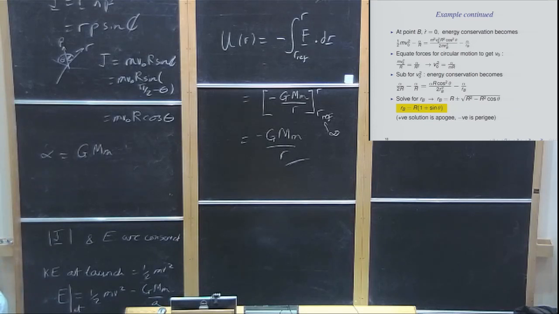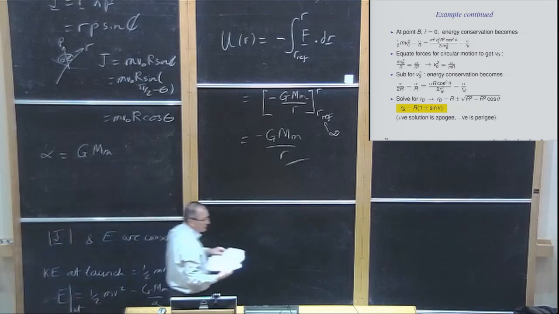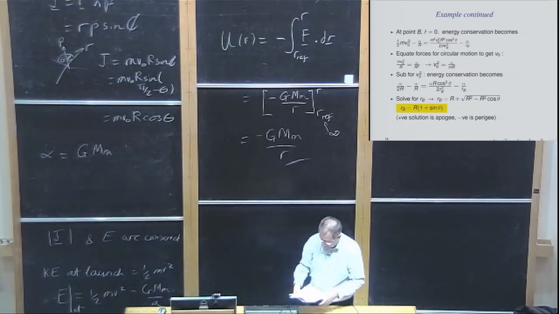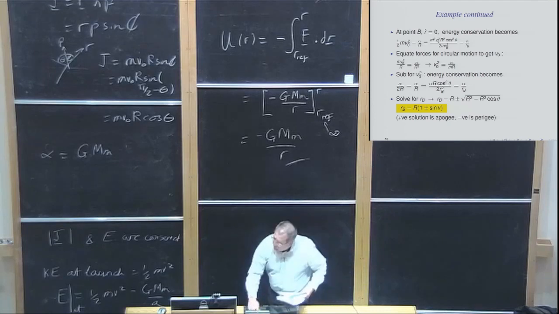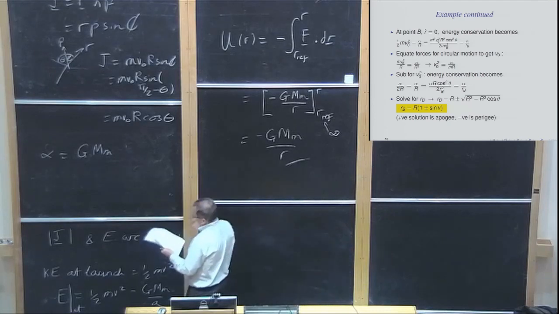Of course, we have another root, and that is the apogee. And so looking at the bottom line, rB is therefore given by big R times 1 plus or minus sine theta. Okay. So I'm going to make one comment and then we'll leave the rest for tomorrow.